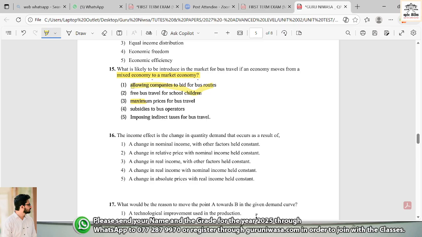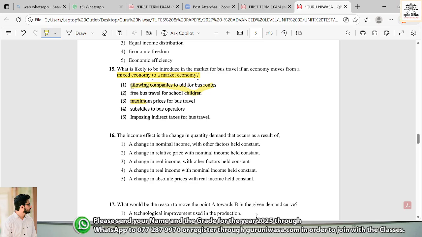Then the government has three options, A, B and C. The government chooses the lowest cost option. If company A supplies stationery at a lower cost than the other two companies, the government will choose company number one. This is called the bidding process. Allowing companies to bid for the bus routes.